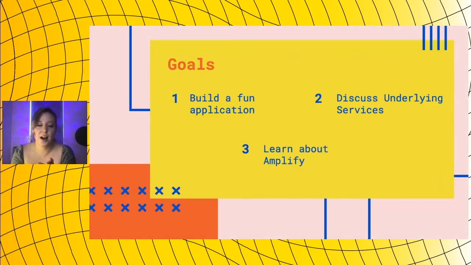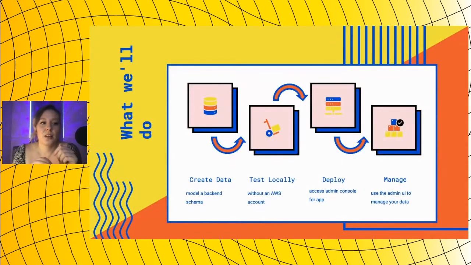Our goals for this talk are to build a fun application, discuss the underlying services that are going on behind the scenes, and learn a little bit about Amplify. First, we're going to create some data. We're going to model out a backend. We're going to test locally. You don't need an AWS account at this point at all. And then we're going to deploy to AWS so that you can actually have it go out to the world. And then we're going to manage our data.